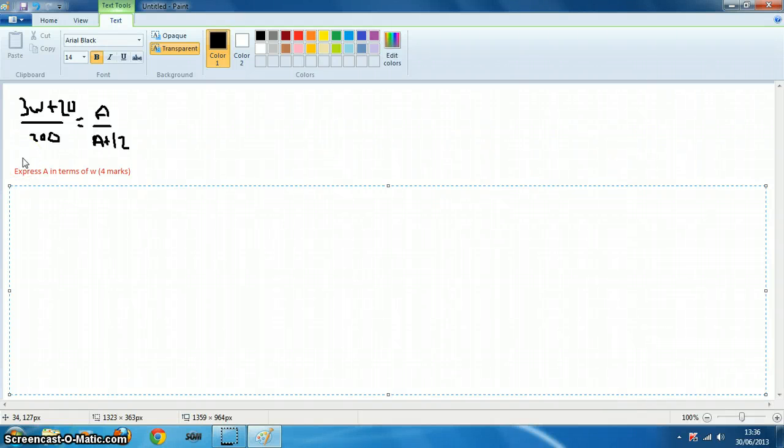Hi there, this is Super Education, in other words, official education, and today we are going to be solving this equation, expression, whatever you call it. All we need to do is express A in terms of W, and this is a 4-mark question.